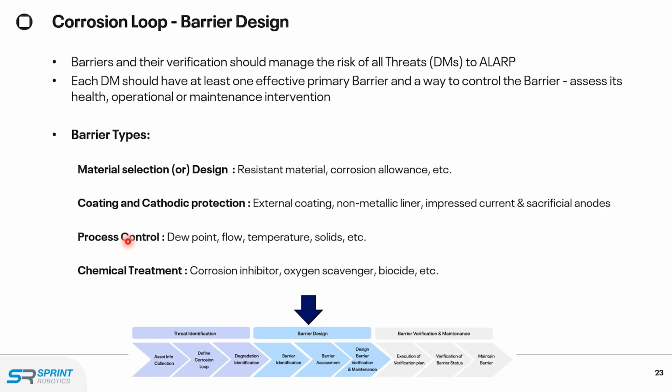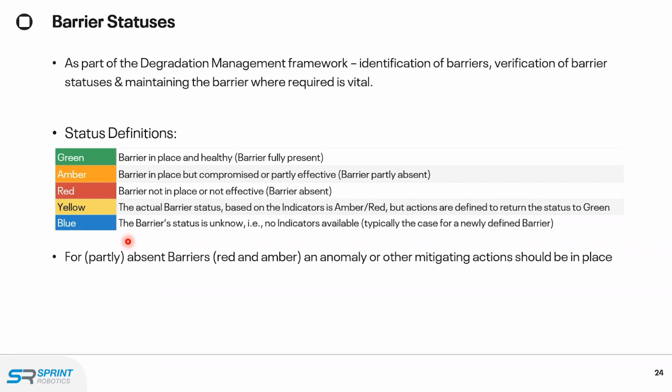Then you have the barrier design. We identify the threat, we implement those barriers, and then we need to look at the status of that barrier. Remember, a coating is a barrier, so I need to make sure that my coating is always in the green condition. The barrier is fully present, active, and effective.